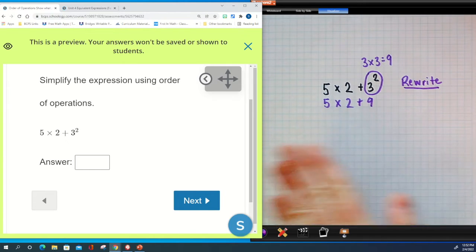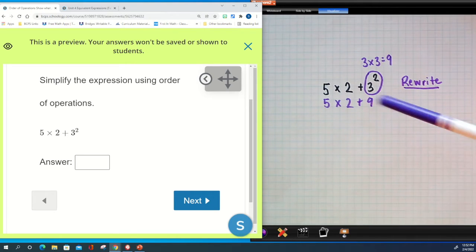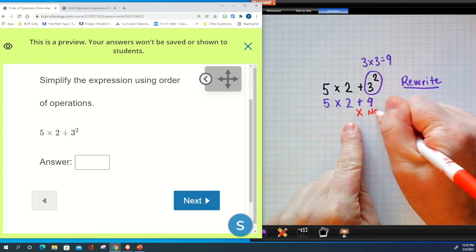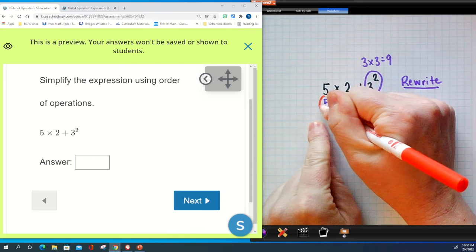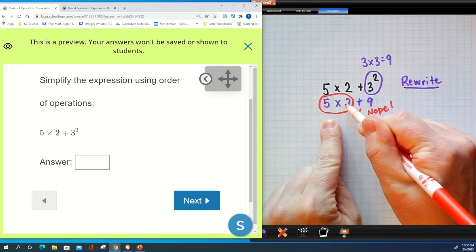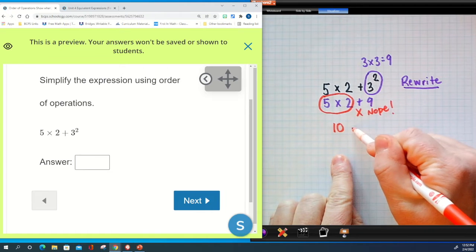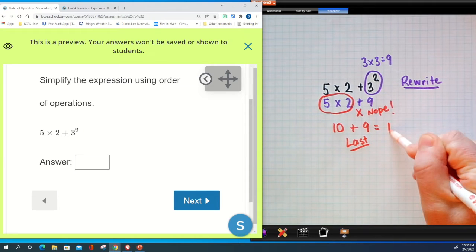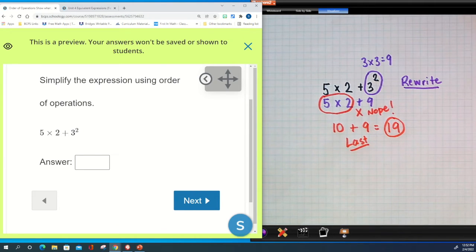Now I can look at my numbers and say, okay, what comes next? I've taken care of no parentheses. I've taken care of the exponents. Multiply or divide. That's important. We do not want to do 2 plus 9. Nope. That's not what we want to do. We want to actually multiply. We want to do 5 times 2. 5 times 2 is 10. And then my last step is add 9. This is my last step. Add 9, and my answer is 19. Circle your answer. That way you don't get lost. And then you can type in the answer here is 19. Okay? All right. We're going to check the next one.